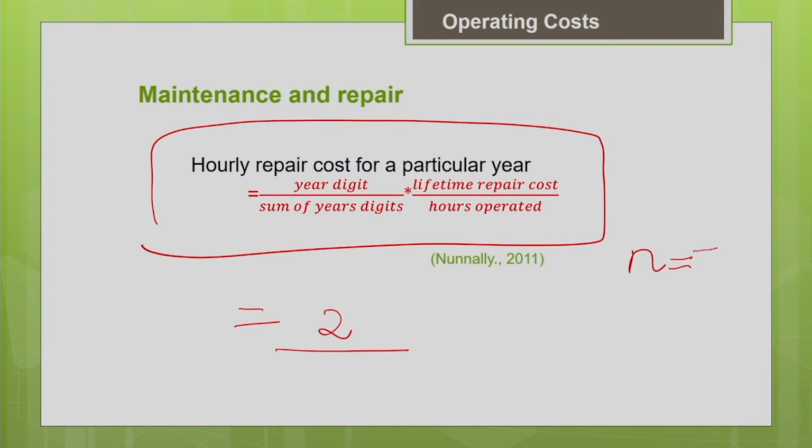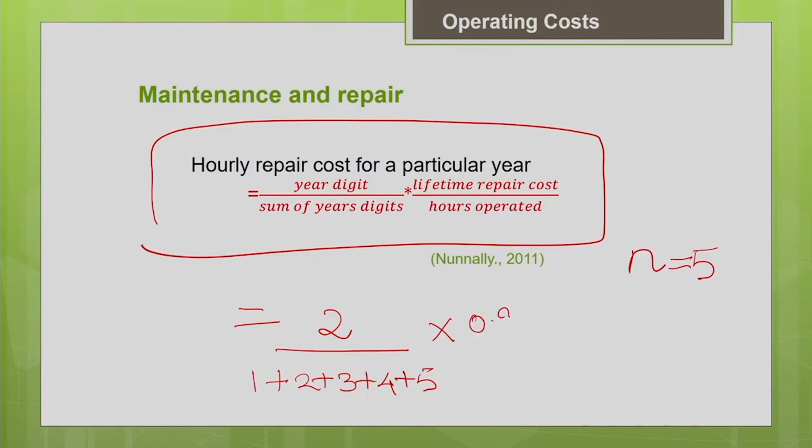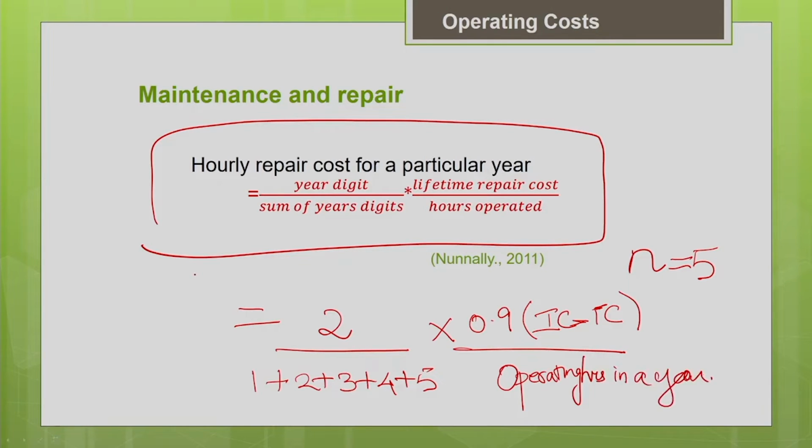Say the useful life of the machine is 5. Then the sum of the years digit will be 1 plus 2 plus 3 plus 4 plus 5, multiplied by the lifetime repair cost. The lifetime repair cost, depending upon the type of the equipment and the operating condition, is expressed as a percentage. Say, for example, 90% of initial cost minus tire cost, divided by the operating hours of the machine in a year. This will give you the hourly repair cost for a particular year.